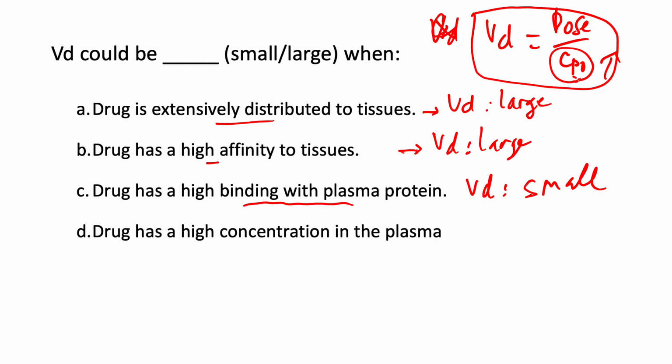The next scenario is that the drug has high concentration in the plasma, the same as scenario C. When the drug has a high concentration in plasma, then with the high concentration here, the volume of distribution value will be small.